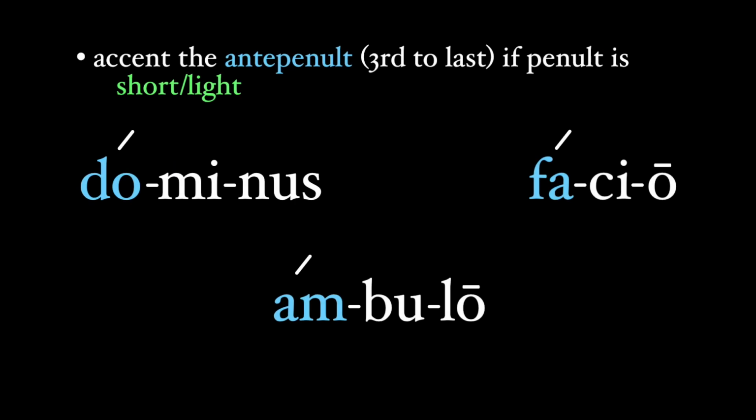For these words, the accent falls on the antepenult because the penult is short. Dominus. The second to last syllable, mi, is short. Facio, the ci is short.